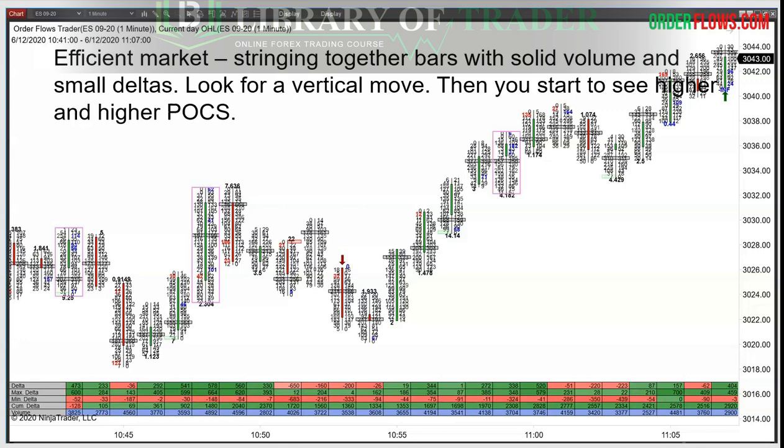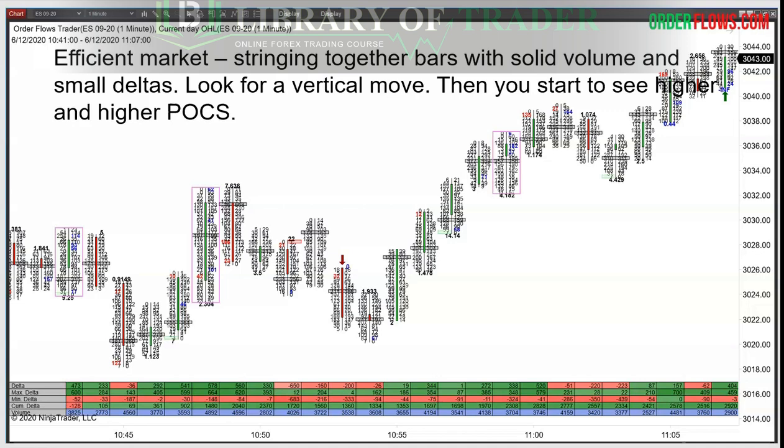So you want to be able to get involved in that inefficiency as early as possible. So what are you going to look for in an efficient market? Well, generally you're going to have bars with solid volume and small deltas, right? I mean, that's sort of the way people decide that absorption is occurring in the markets.